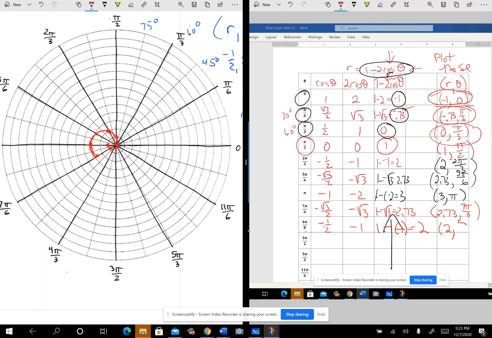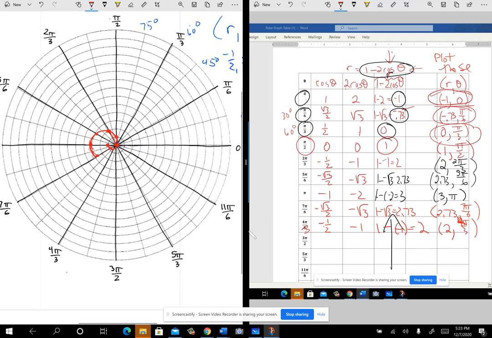Oh, 4 pi over 6. I should have written 2 pi over 3. It's the same thing, but I should have reduced it. Okay. This one right here, this has a 6, or maybe not. It should be a 3 right there. 4 pi over 3. Okay.